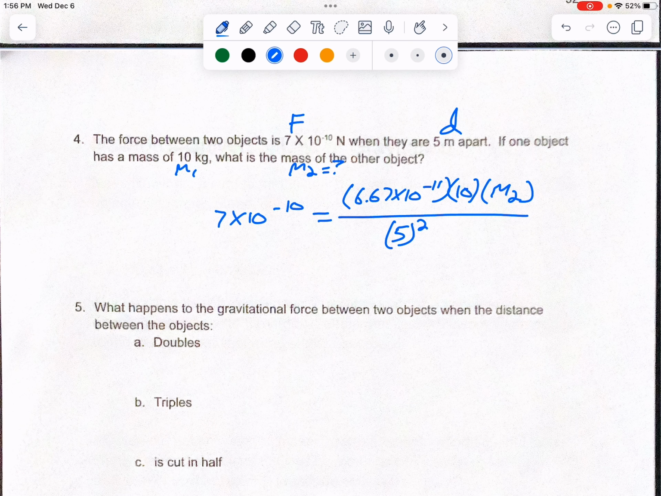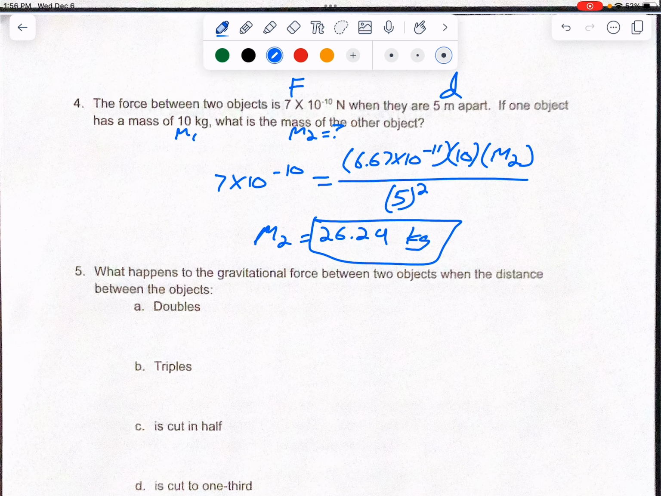And then what I would do is, you can do it two ways. You can divide both sides by 6.67 times 10 to the negative 11 and then divide it again by 10, and there's your mass 2. Or you can go ahead and multiply 6.67 times 10 to the negative 11 times 10 and then divide both sides by whatever that is. Regardless, you should get a mass 2 of 26.24 kilograms. And there's your answer there.